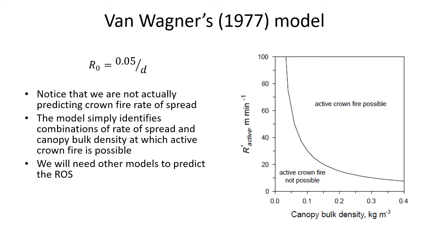But this equation here is all about determining what type of crown fire we have. Do we have a passive crown fire? Do we have an active crown fire? Or maybe we still just have a surface fire, right? That would go back to our initiation equation.